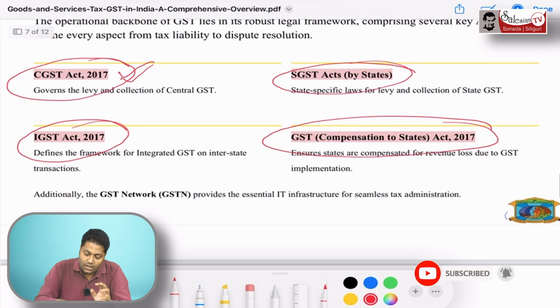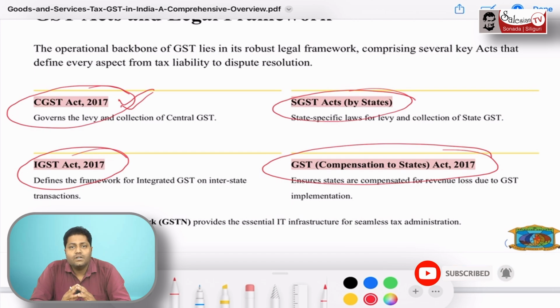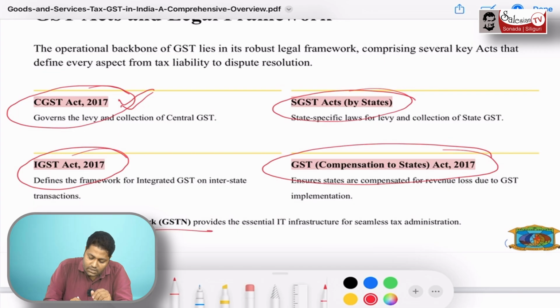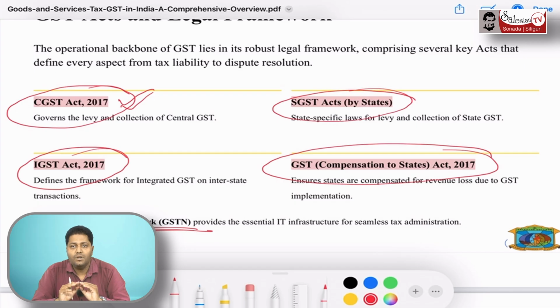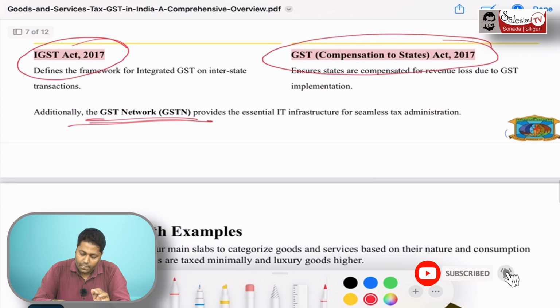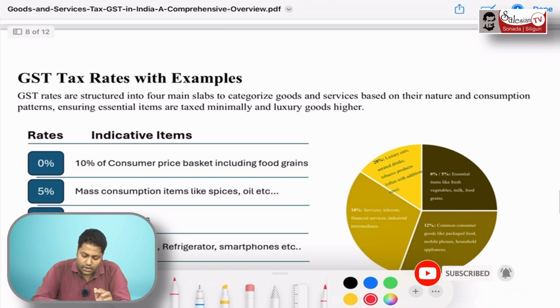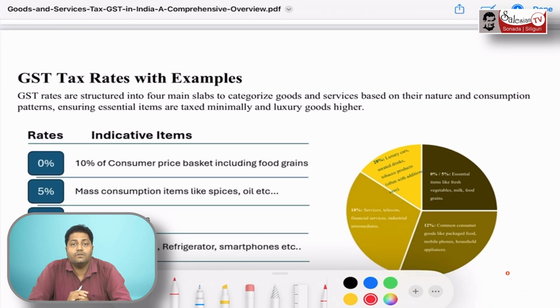Now how is the trader going to pay the GST? There is a portal, and that portal is the GST Network. It is the portal with the help of which the tax is paid and all the accounts are settled. Now we will move to our next topic, that is GST tax rates with examples.